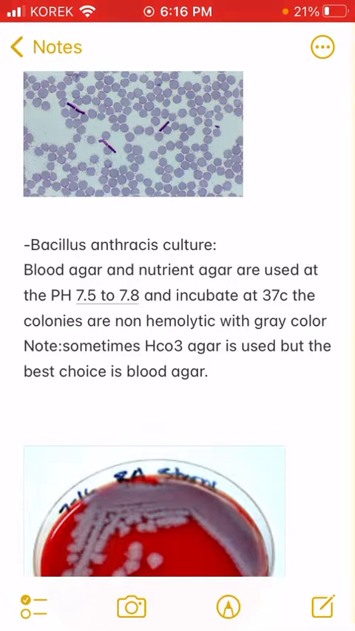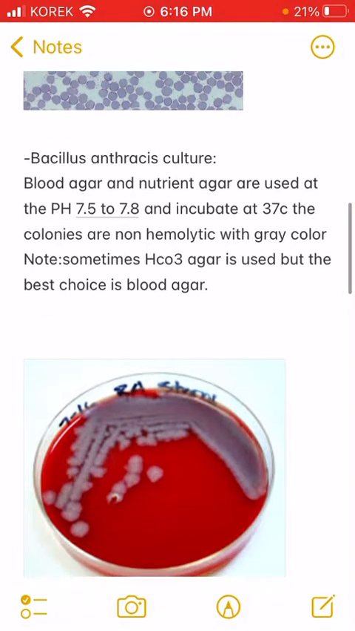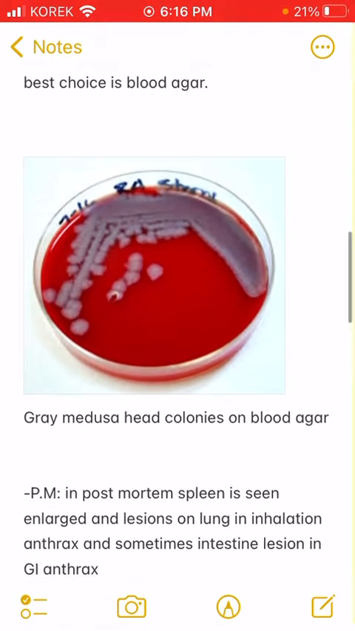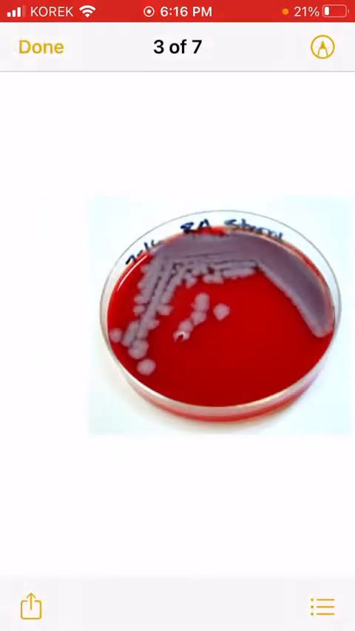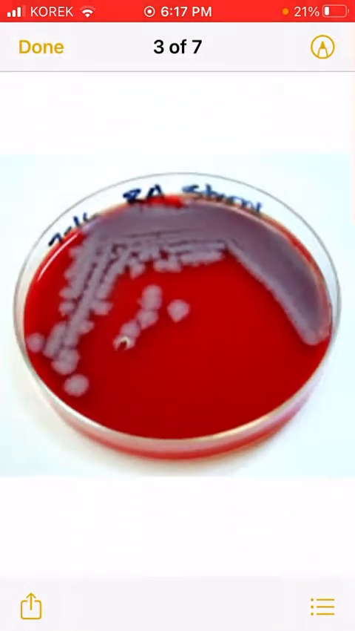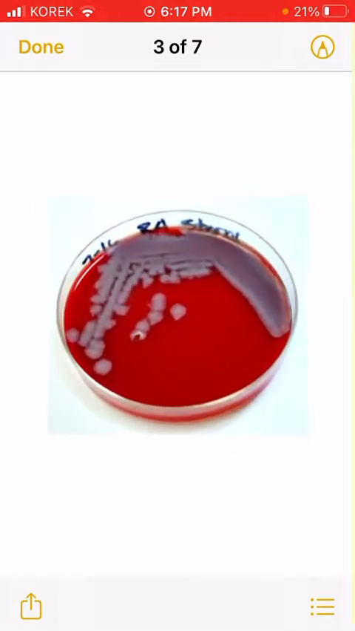Note, we have a note here. Sometimes HCO3, we mean bicarbonate. This is not the correct notation, but I was forced to use a short form because the slide is just one slide. Sometimes bicarbonate agar is used, but the best choice is blood agar, as I said, or nutrient agar. But blood agar is the best. Here is the picture of the colony. As I said, a large gray colony.